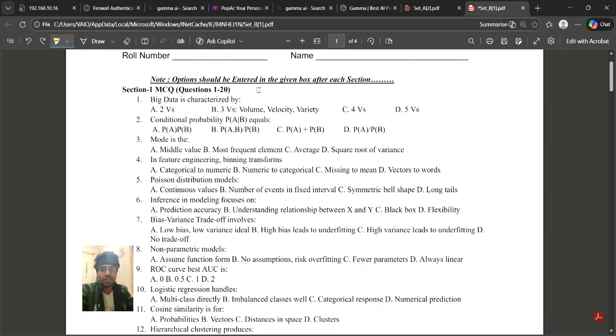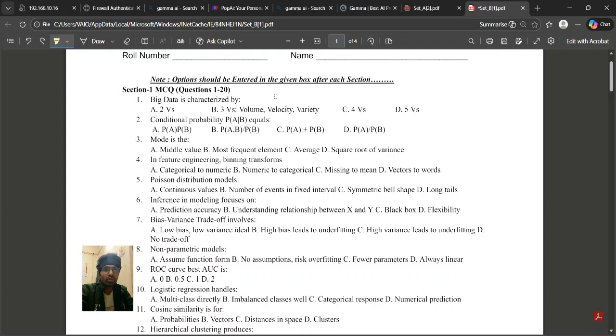Section 1 has 20 standard MCQs. Section 2 has combination type questions. Section 3 is matching type, section 4 has assertion reasoning questions, and section 5 tests your understanding of process sequencing. So let's get started with section 1.